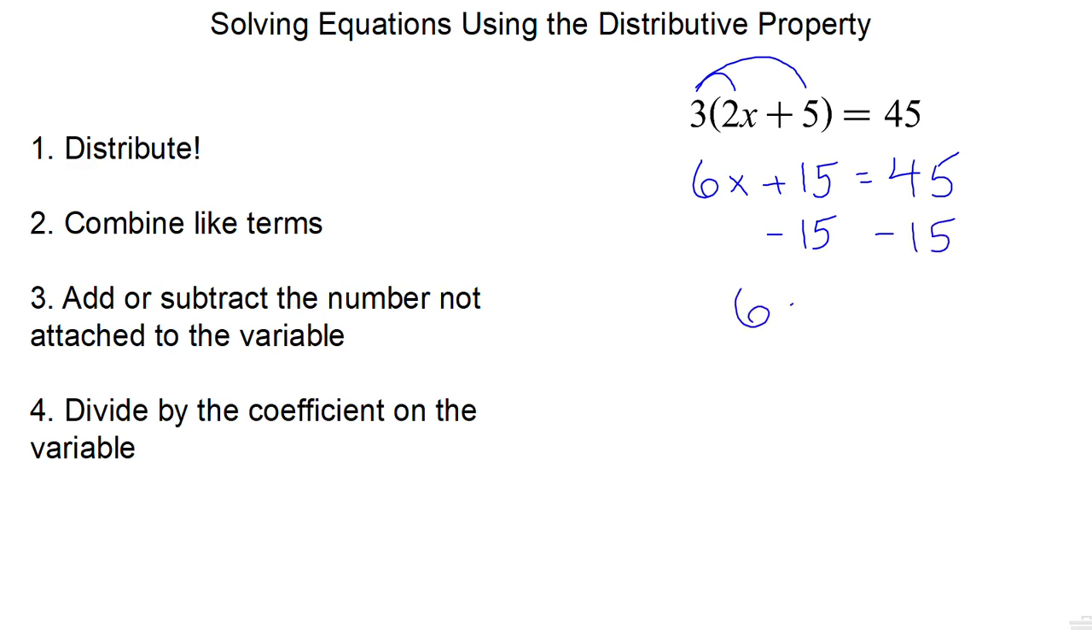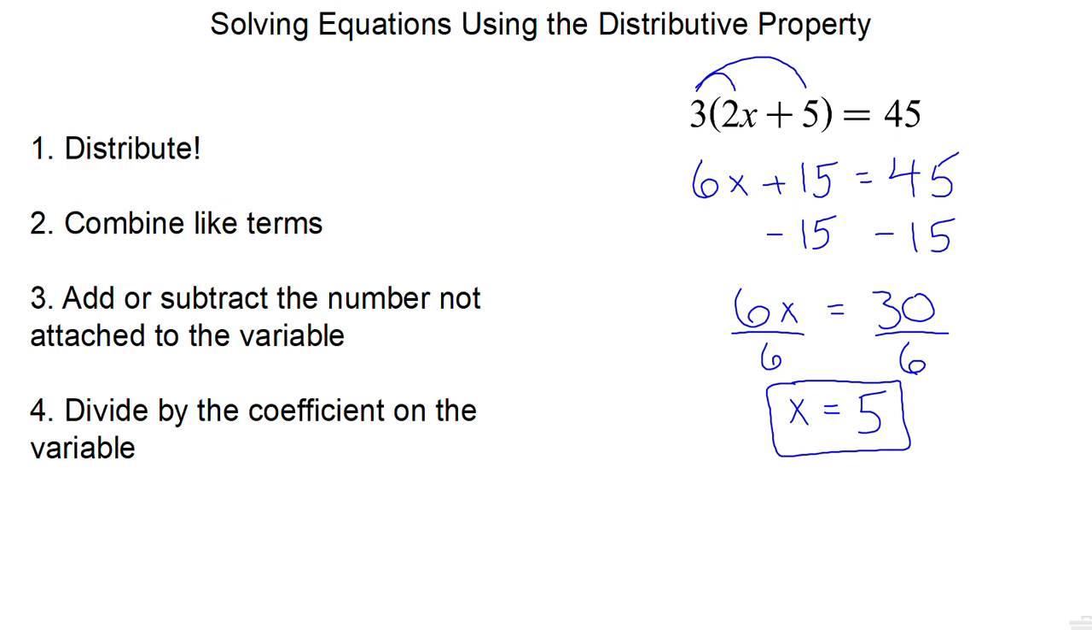On the left side, we'll have 6x, and on the right-hand side, we'll have 30. Then we'll just divide by that coefficient of 6 and get our final answer of x equals 5.